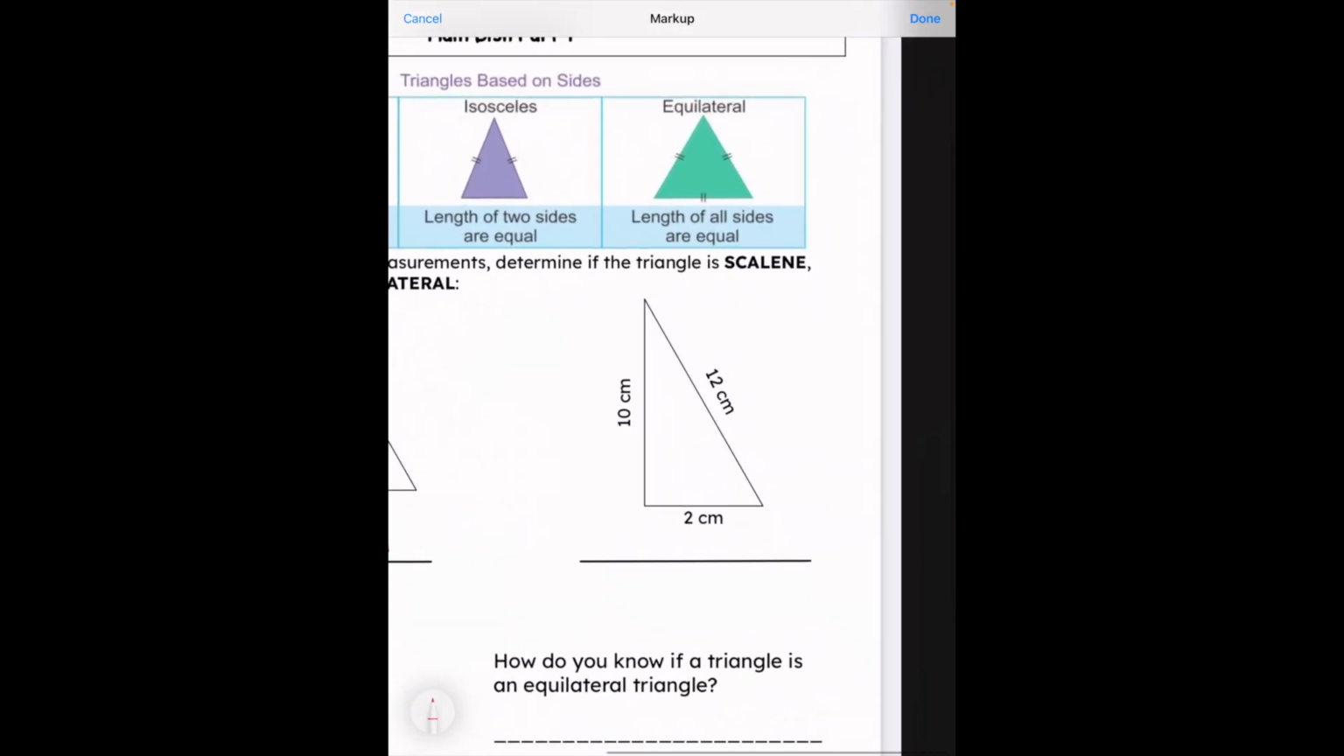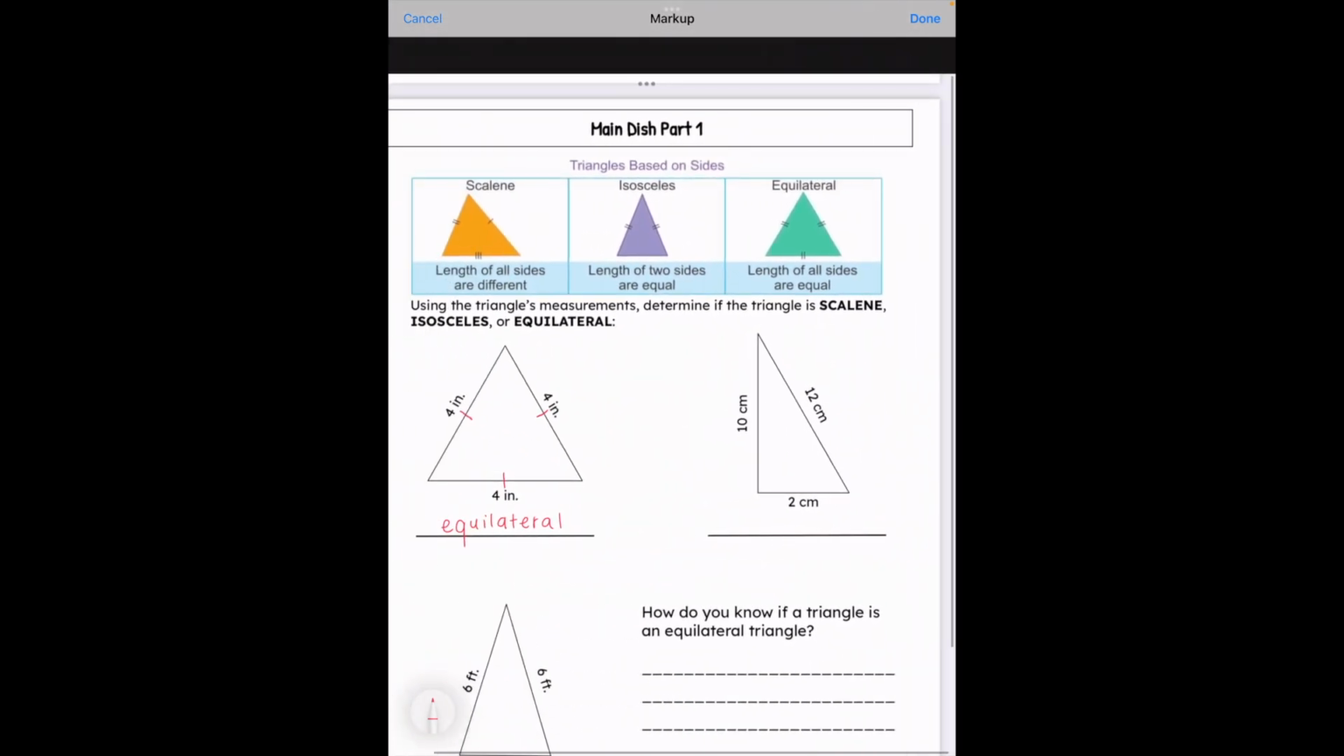Moving on to this next one over here. 2 centimeters for the base down here. Then we've got 10 centimeters. This is a different length, so we're going to put another dash on there to show that they're different. And then on our little slanted piece over here, 12 centimeters is another different length, so we're going to add an extra dash on this as well, showing that all three of these sides are different lengths, meaning it's going to be a scalene triangle.